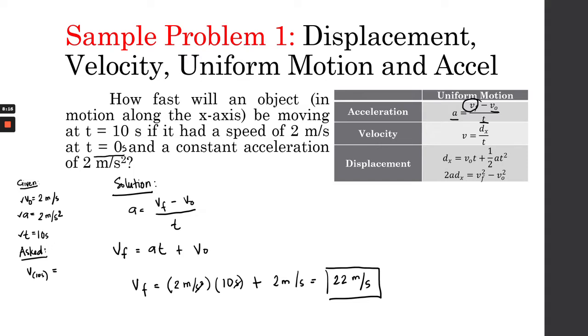If we draw this, at t equals 0, the car is moving along the x-axis, and this is time equals 10 seconds. At t equals 0, the velocity of the car is 2 meters per second, but it's accelerating at the rate of 2 meters per second squared. Then it keeps accelerating at this rate, and afterwards, when it reaches t equals 10 seconds, the velocity is already 22 meters per second.